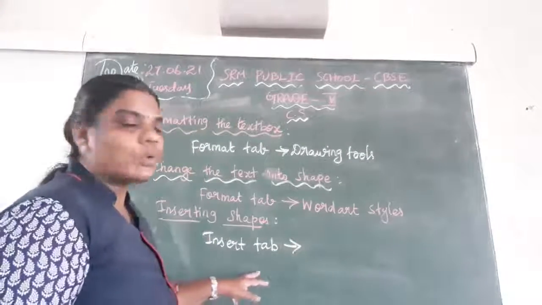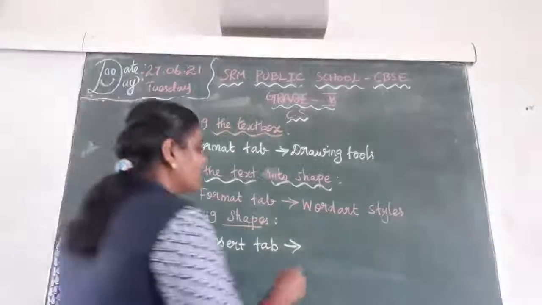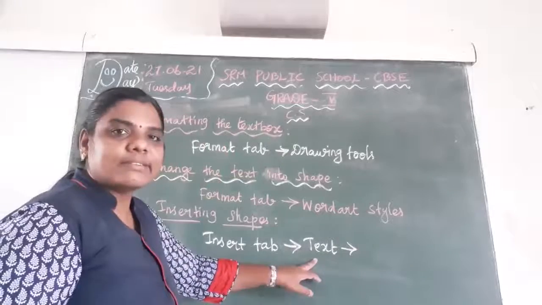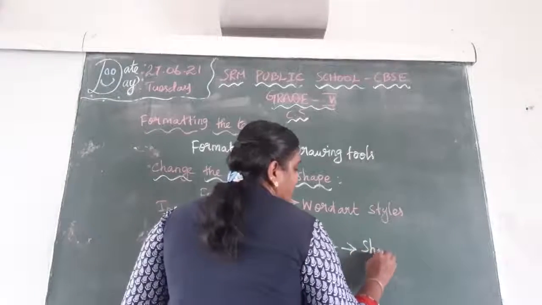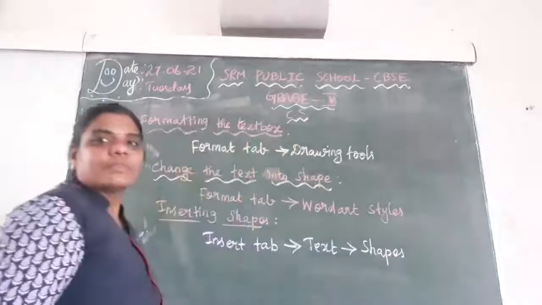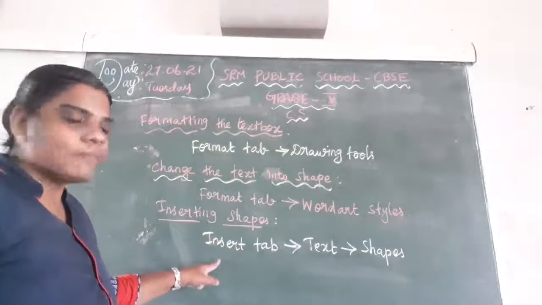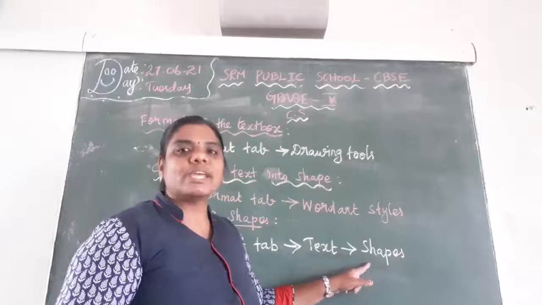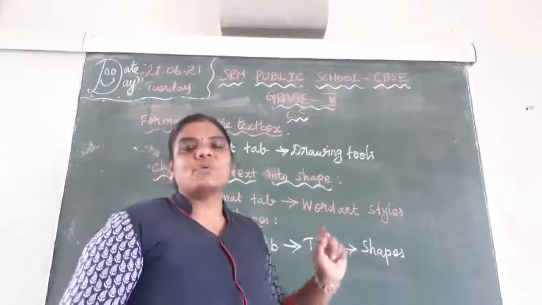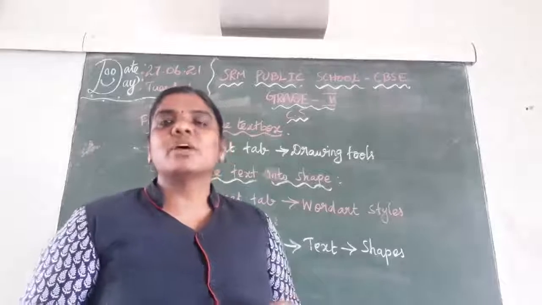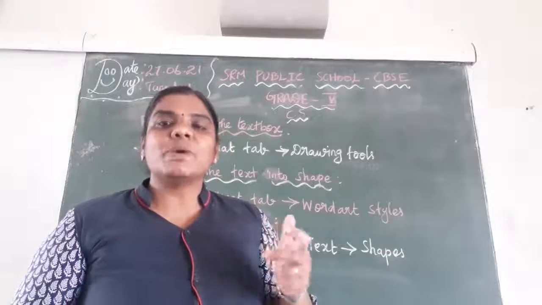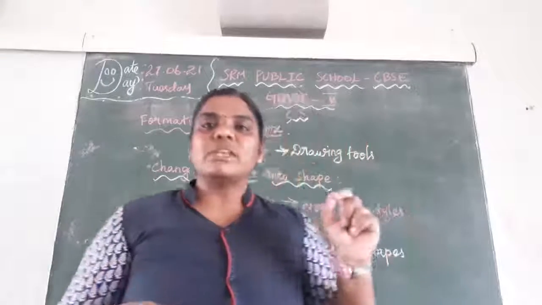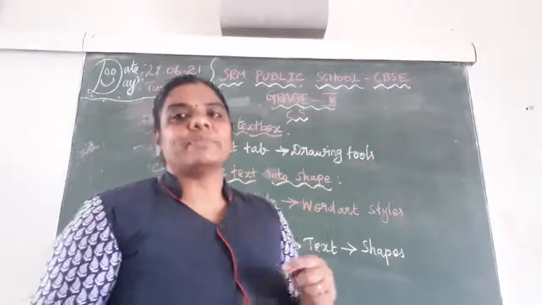First we go to the Insert tab, then we go to the text group. In this group we have the Shapes option. After clicking the Shapes option, a dialog box will appear. From the dialog box, whatever shape we need, we just click that shape. That particular shape will appear on the screen. Understand?